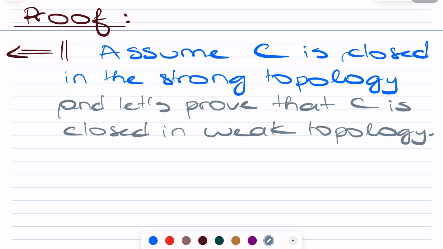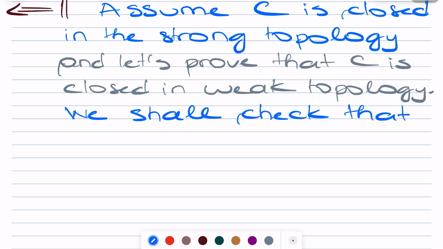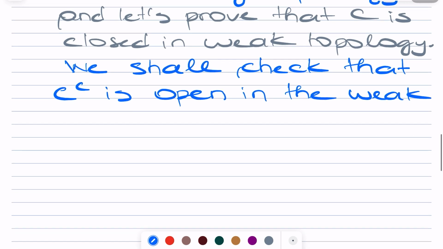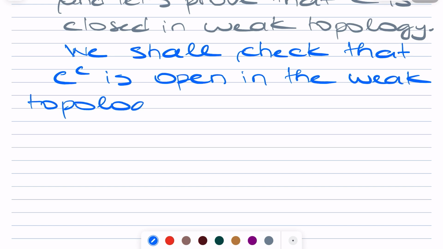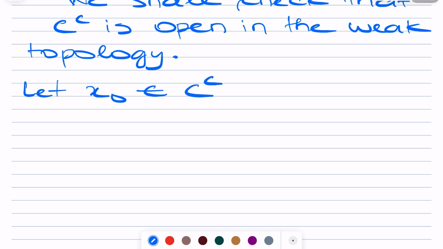So basically what we should check, sorry, it is ugly, is that C complement is open in the weak topology. So let x0 be in C complement, that is, x0 is not an element of C.